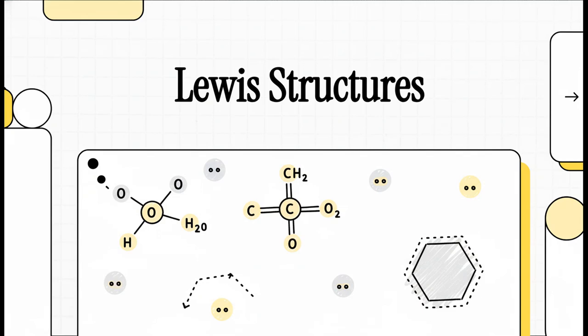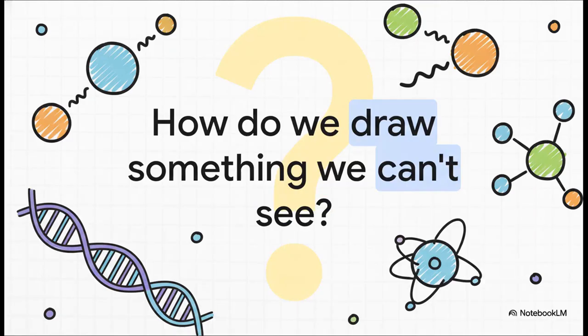All right, let's get right into it. We're about to pull back the curtain on the simple but really powerful language chemists use to map out the invisible world of molecules. These are called Lewis structures, and you can think of them as the actual architectural blueprints for pretty much all of chemistry. I mean, think about it. Everything around us, the air we breathe, the water we drink, it's all just atoms bonding together. But how in the world do we draw something we can't even see? How do we visualize the way atoms share those tiny little electrons that hold them together? That's the big question we're going to answer.